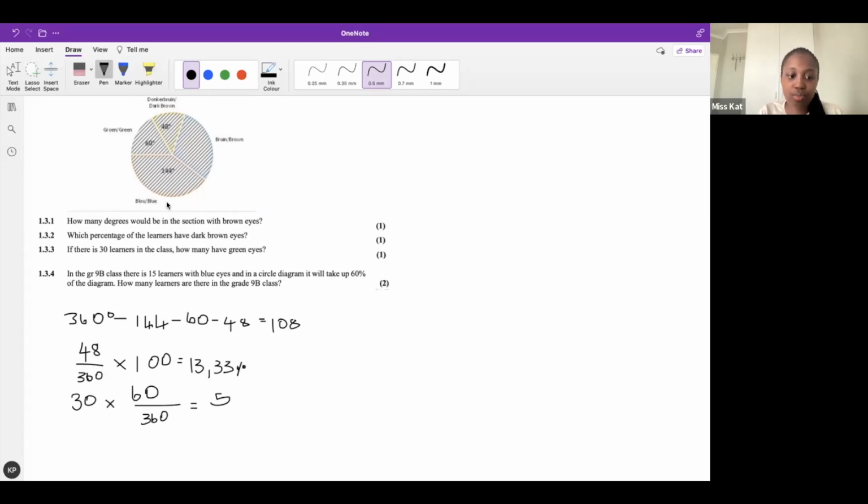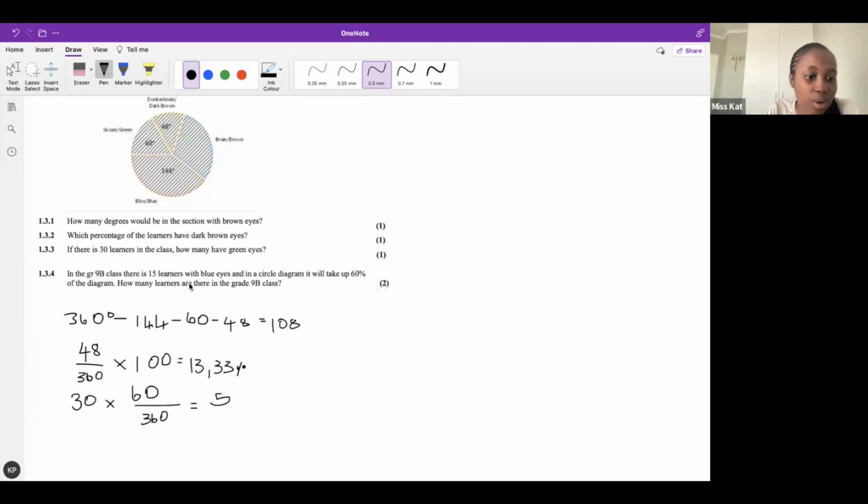5 learners. Beautiful, guys. My handwriting is really giving me nightmares, but my stylus does not want to work. I have no idea what to do with it now.